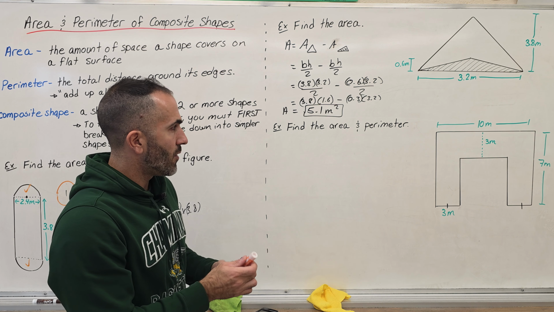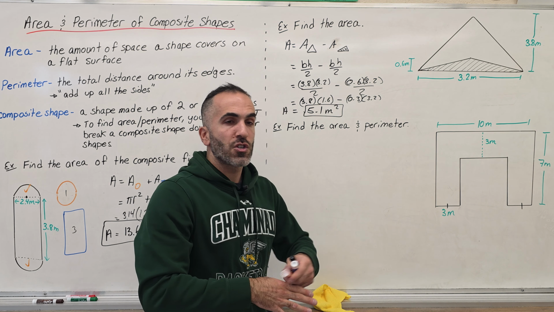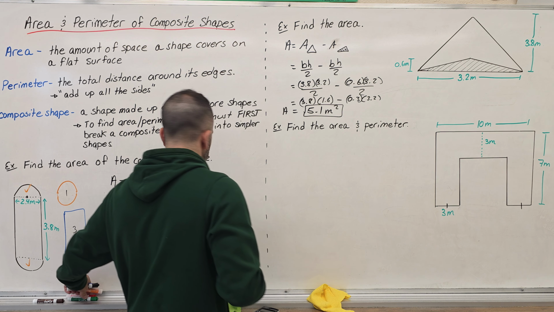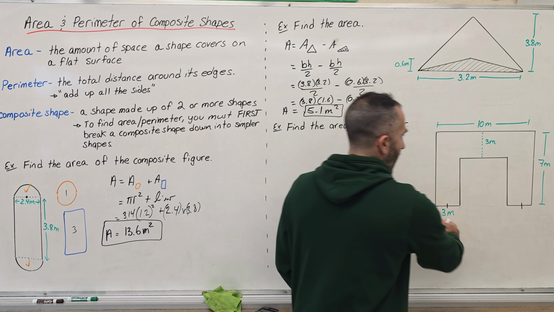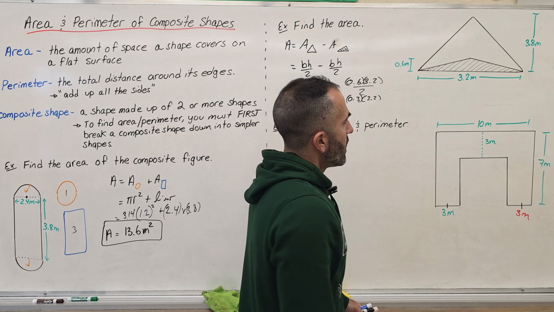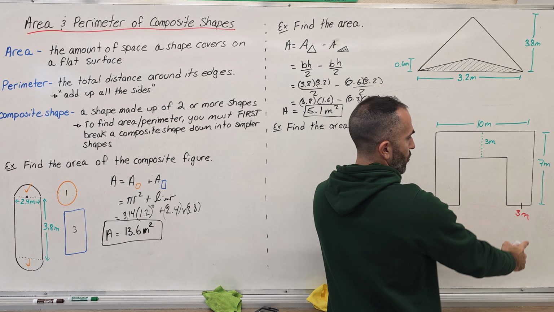So anytime you have a question where you have to find perimeter, best thing to do is look at the question and just try to label every single side that you can with numbers. So I'm going to go over here. And I know that these hash marks means that this is 3 meters as well. I know if this is 10 and this is 3 and 3, this has to be 4 in here.